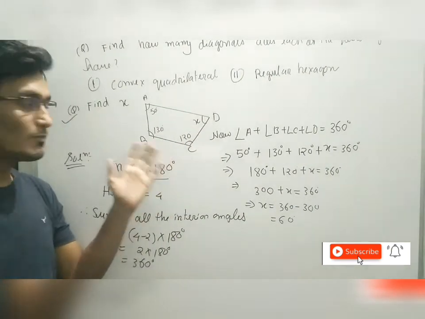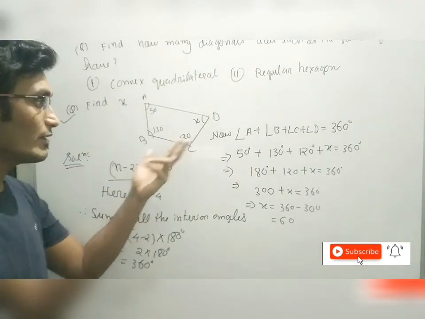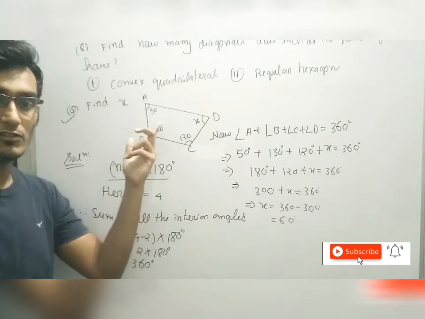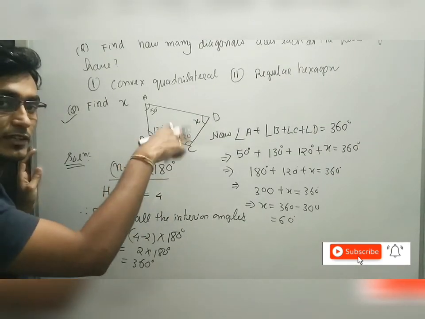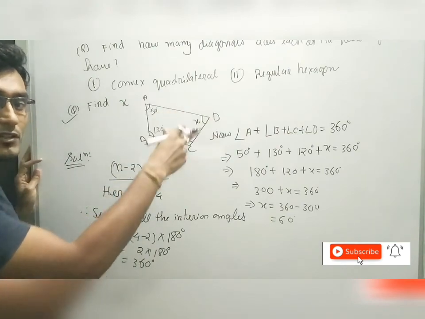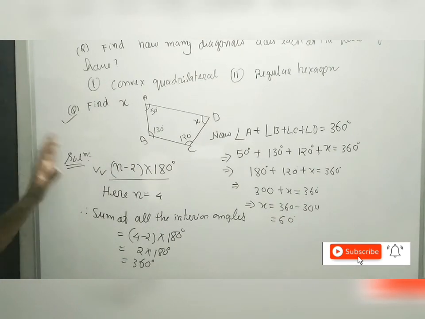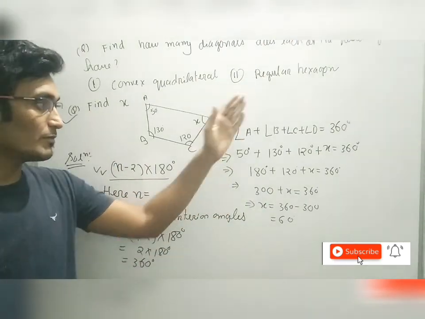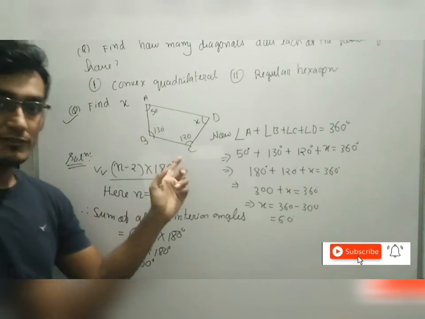In this type of question, when you have to find the value of x, or sometimes two variables may be given to find x and y, what is step number 1? First of all, you have to find the sum of all interior angles using this formula. After finding the sum of all interior angles, you proceed with these steps. This is the technique to find the value of x.